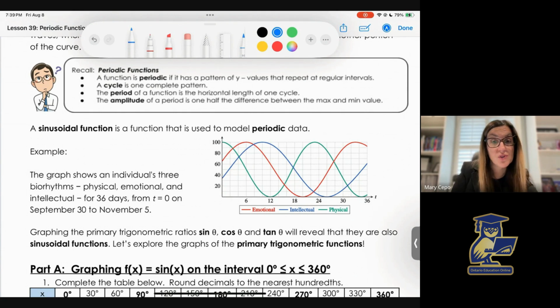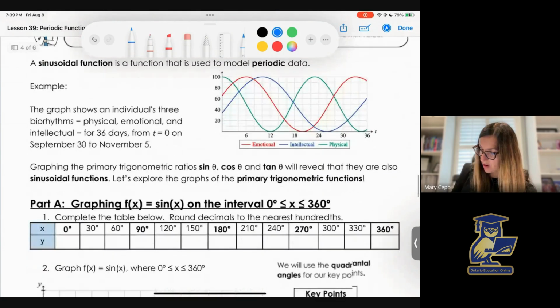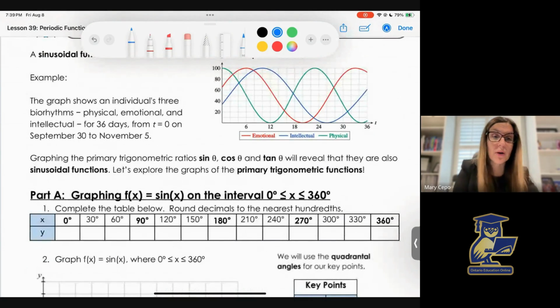The period of a function is the horizontal length of the cycle, and the amplitude of a period is 1/2 the difference between the max and the minimum values. So a sinusoidal function is a function that is used to model periodic data. For example, the graph shows an individual's 3 biorhythms: physical, emotional, and intellectual, for 36 days from September 30th to November 5th. Notice it keeps repeating itself. Graphing the primary trigonometric ratios sine, cos, and tan will reveal that they are also sinusoidal functions.